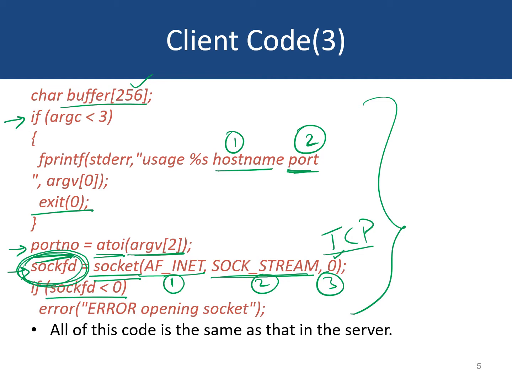If however for some reason the socket system call fails, then it will return a negative value. So in the subsequent if statement over here, we are comparing the return value from the socket system call. If it is negative, then we'll print the error message that there was some error in opening the socket and terminate the program. So as you would recall, all of this logic is very similar to what we have already discussed in detail while discussing the server code.